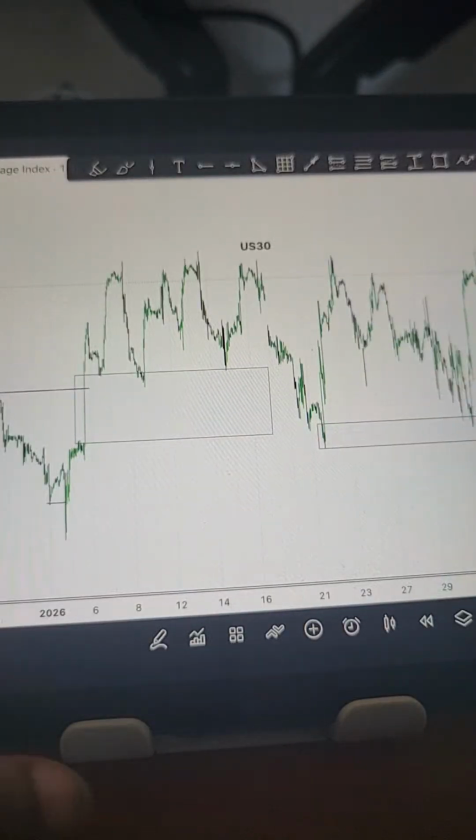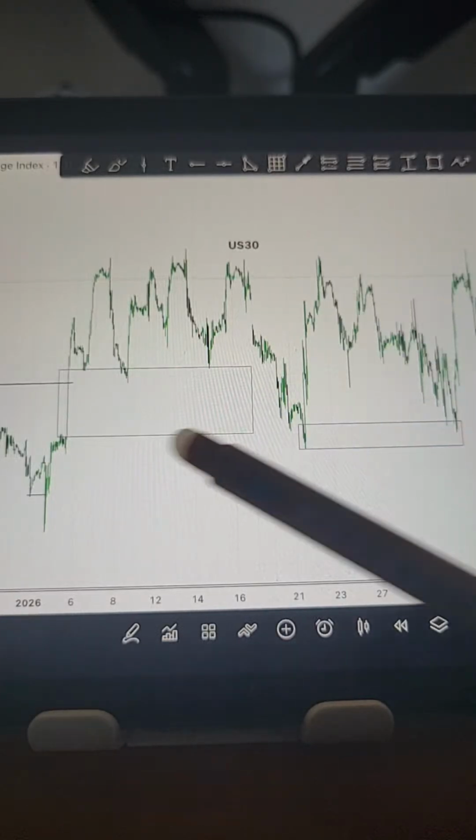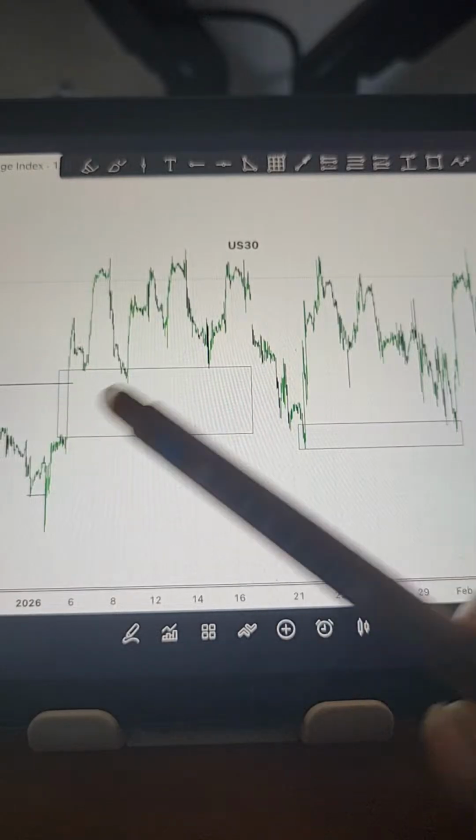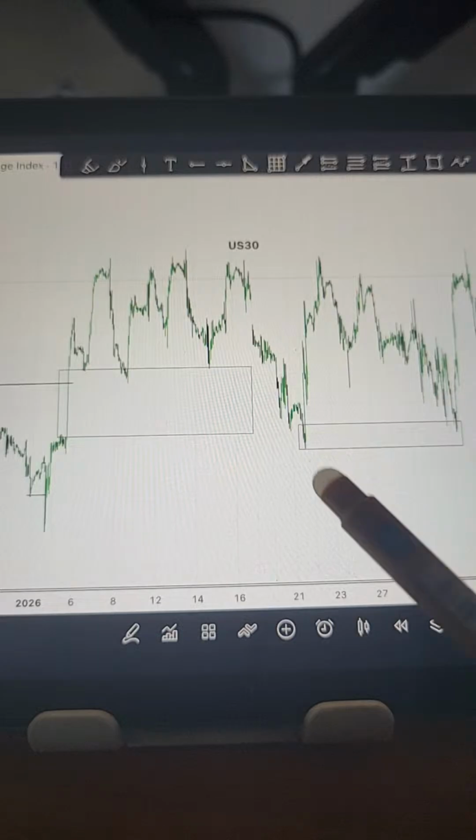I marked out my POI before, and for those that are just joining, this is US 30. So price did a pullback to that zone. See, like I said, I marked it already. You can see that it was already marked out. Price did a pullback to fill up those gaps that I just showed you. So this gap now, the inefficiency, has been filled up.